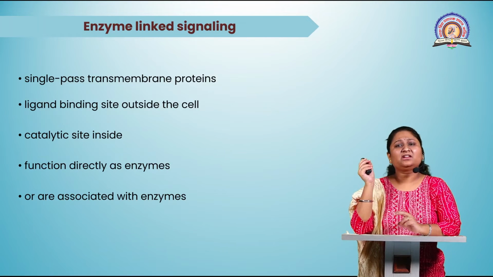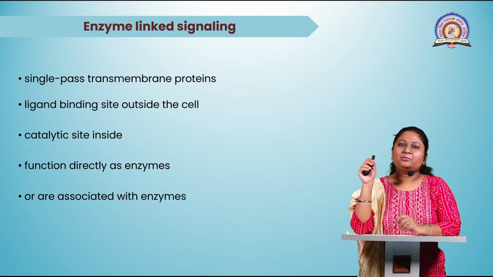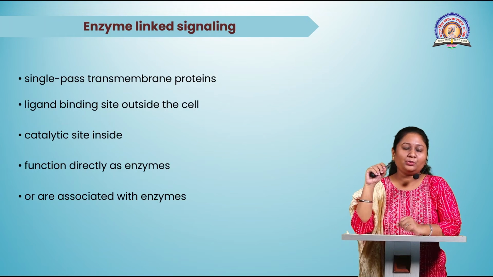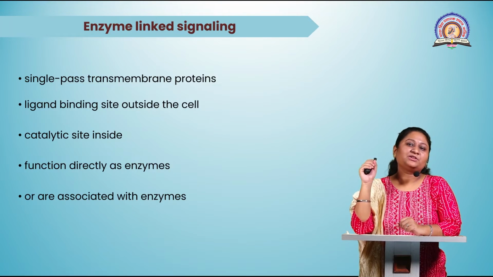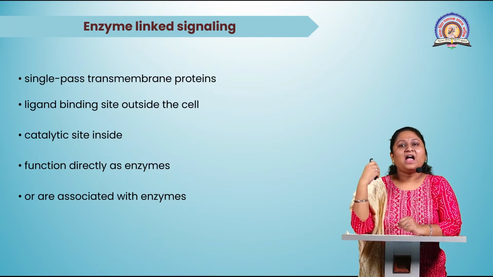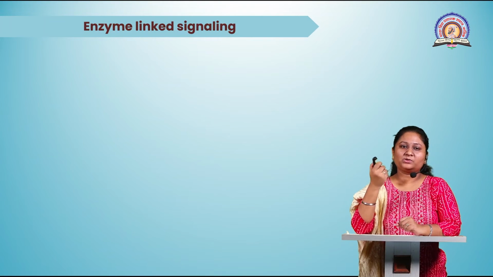So enzyme linked signaling works in two mechanisms, or two ways. Enzymes can be present directly as receptors and be activated by the extracellular molecule, or they can be associated with some kind of receptor, like G protein coupled receptors, and get activated when the signaling molecule goes and binds to the receptor. So let us see how this works.